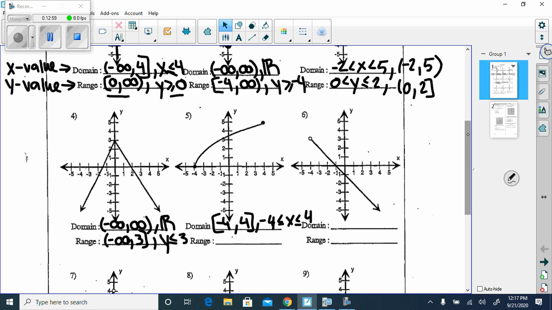Okay? Now my range. How high does this one go? 5. Okay, and how low does it go? 0.